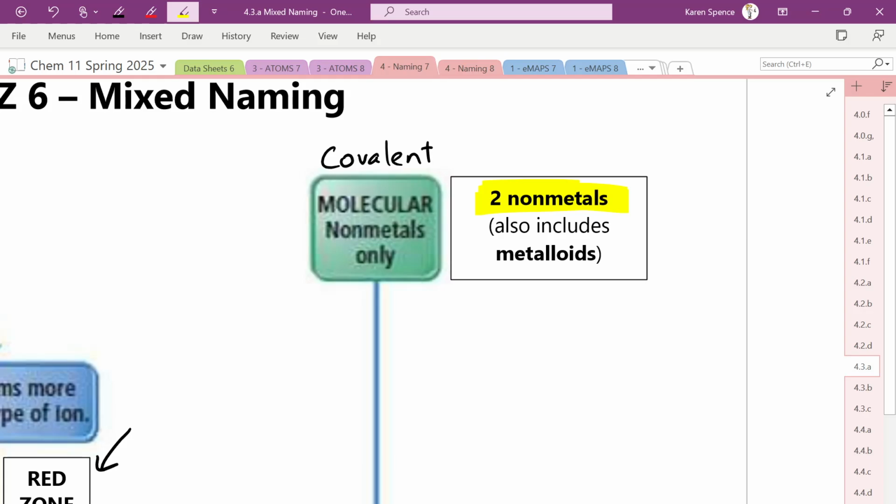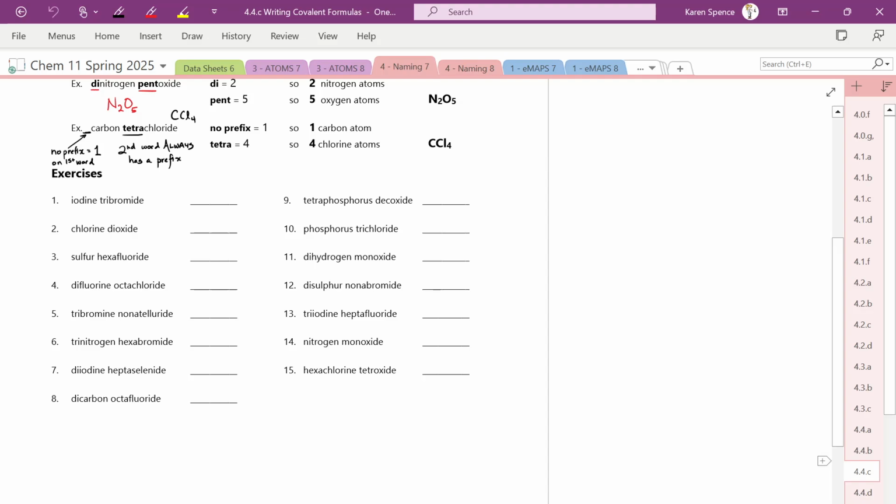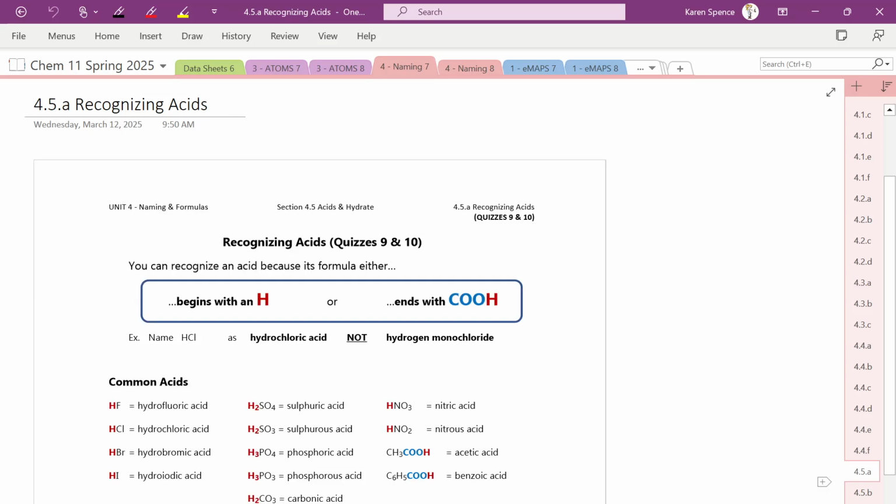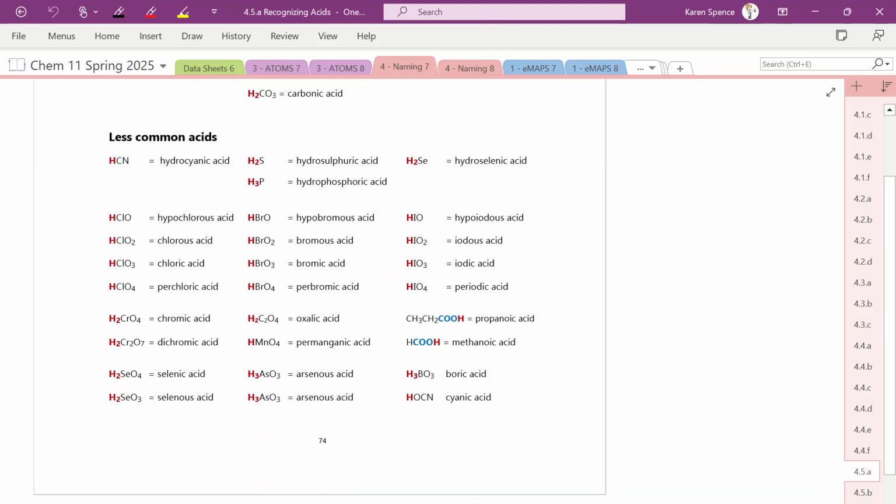Now what we're actually going to do is take a look at acids, okay? And that's brand new because some people have done quiz 6 already and they might need to learn about acids. So let's go learn about acids. I think we're on about page 70 something. Let me figure out where we're at. 4.5a. Yes. This is on page 74.